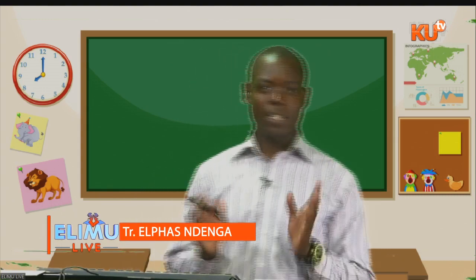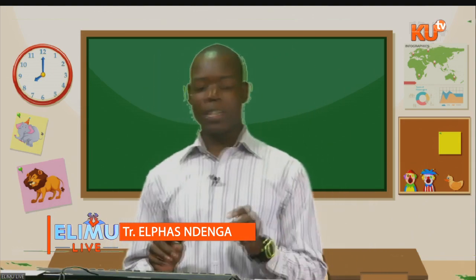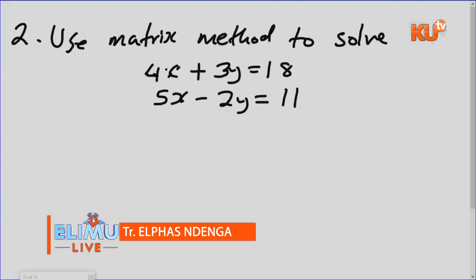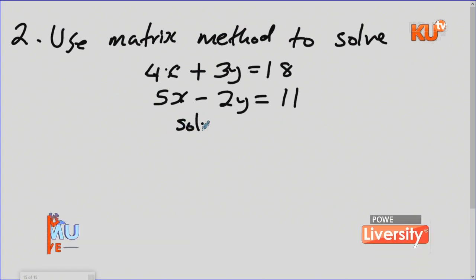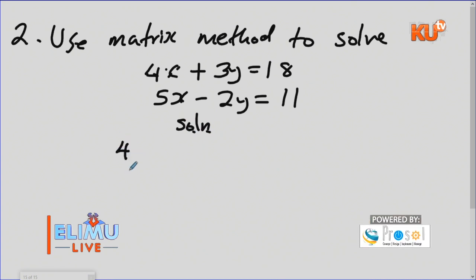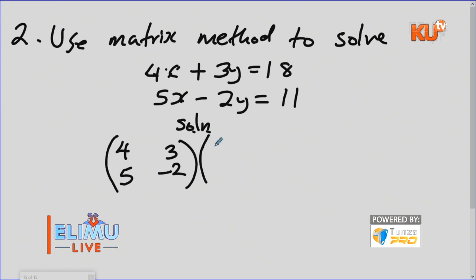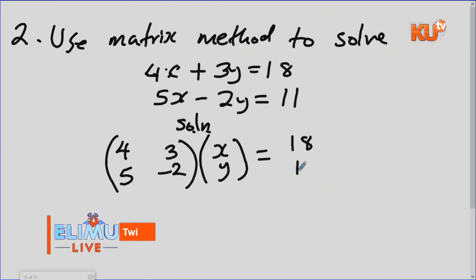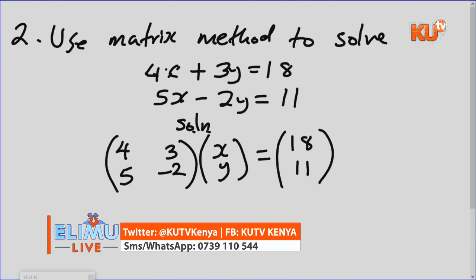Yes, the first step is you get the matrix equation. Good. So let's get the matrix equation. Our matrix equation in this case will simply be: we'll take 4, 5, 3, minus 2, times x, y, is equal to 18, 11. That is our matrix equation.